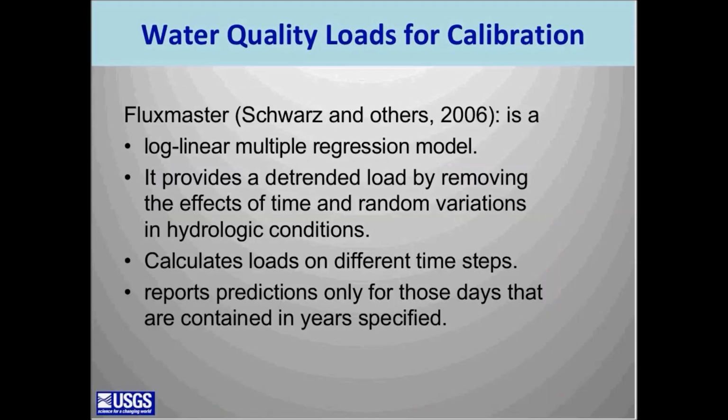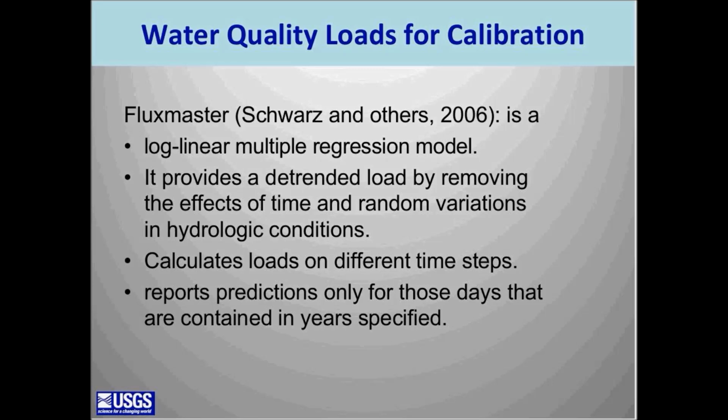So once we have our calibration sites, what you're doing with those sites is calculating a load that will be used for calibration of the SPARROW model. What we use here is what's called Fluxmaster. Fluxmaster is a model that was developed by the U.S. Geological Survey by Schwarz and others in 2006. It's a log linear multi-regression model. It provides a detrended load. Basically, it's taking away the effect of time.